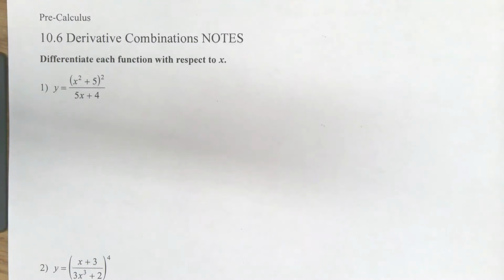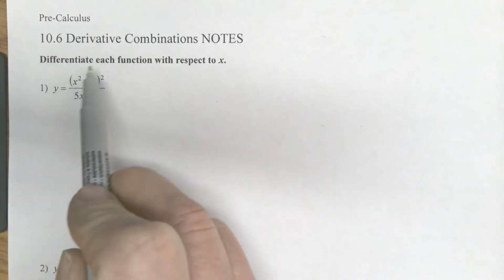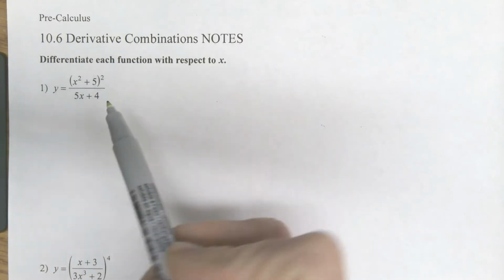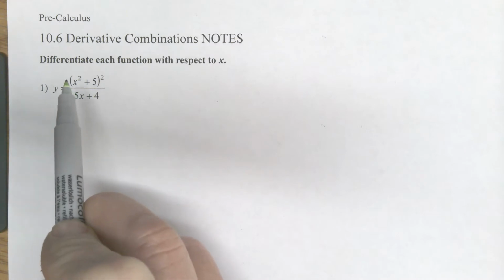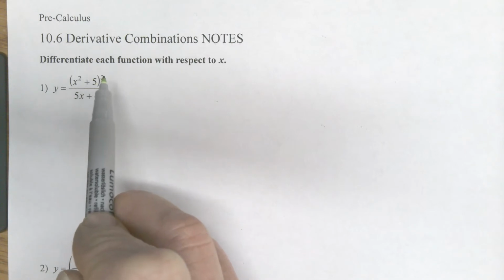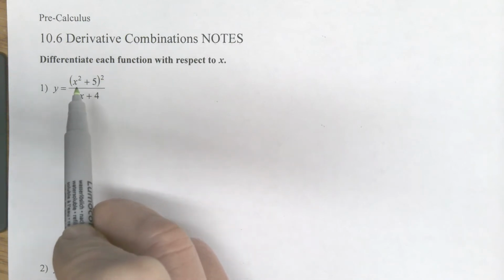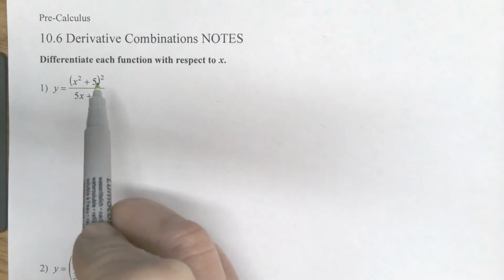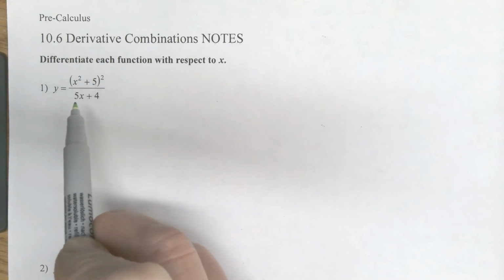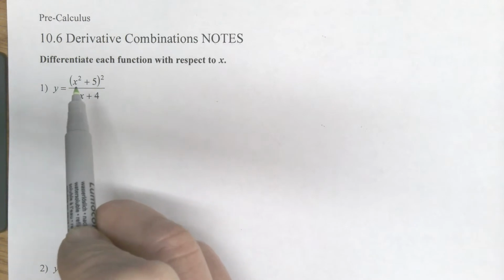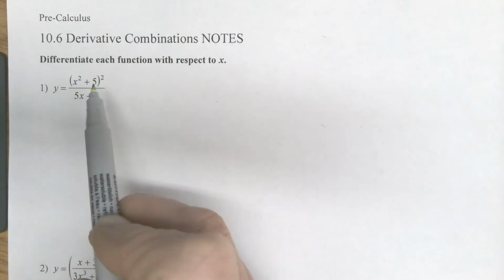Next up is derivative combinations. When we do derivative combinations, what we have is a combination of two of our shortcuts in one problem. Like say, for instance, in this first problem, I have a function or a polynomial raised to the second power, which would require the use of the chain rule involved in a quotient. So I'm going to have to go through the quotient rule, and in the process I take the derivative of the top, where I'm going to have to apply the chain rule.